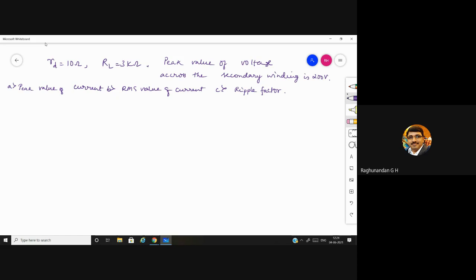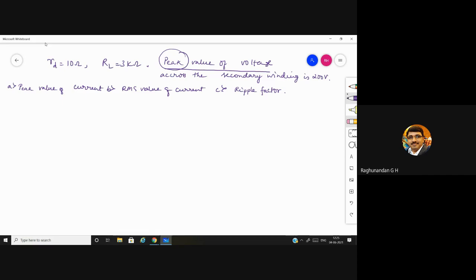See, in the question, you should understand it properly. Peak value of the voltage is given. So when they give this word peak, which voltage will you be considering? VM. Yes, you need to consider VM only. You should not consider it as RMS.